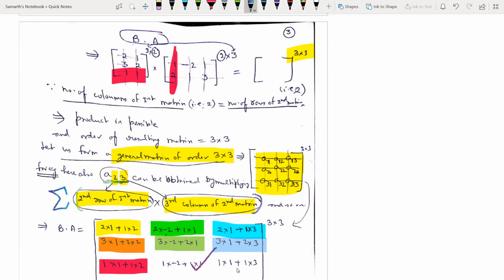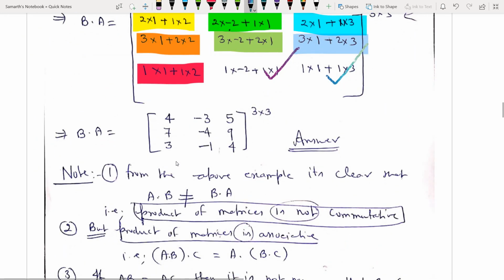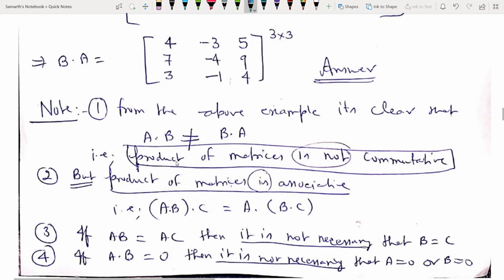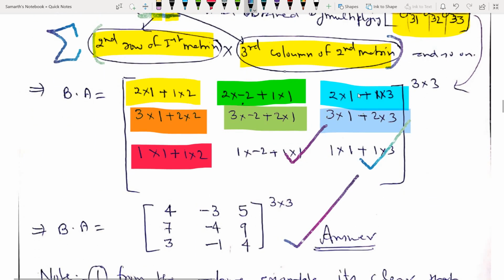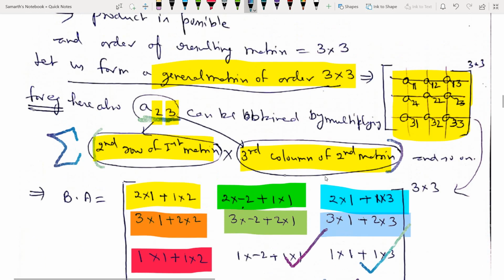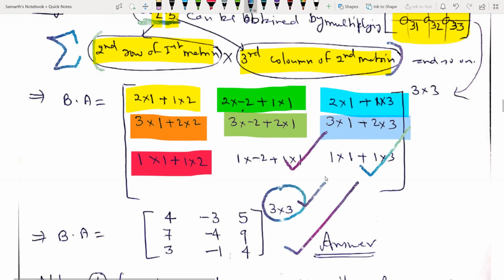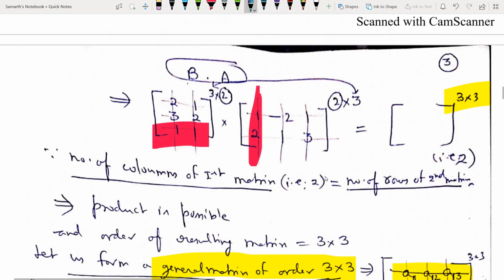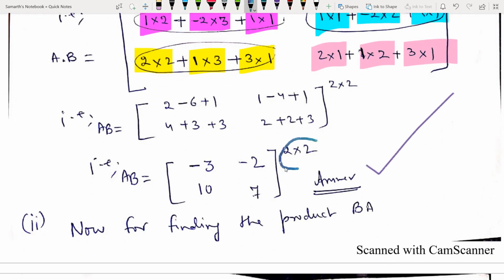And finally you have seen that the resulting matrix BA you will get as 4 minus 3 5, 7 minus 4 9, 3 minus 1 and 4, of order 3 by 3. So what have you noticed over here? That the order of this matrix BA is 3 by 3. And what is the order of the matrix AB which we got in the beginning? It was of order 2 by 2.